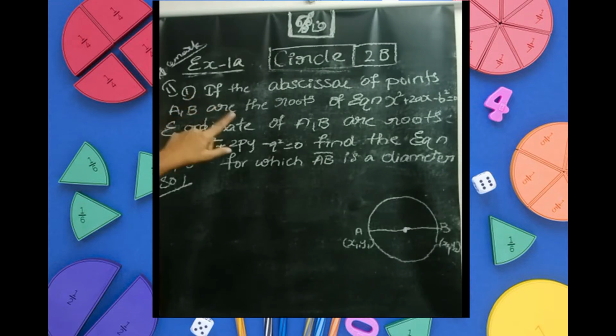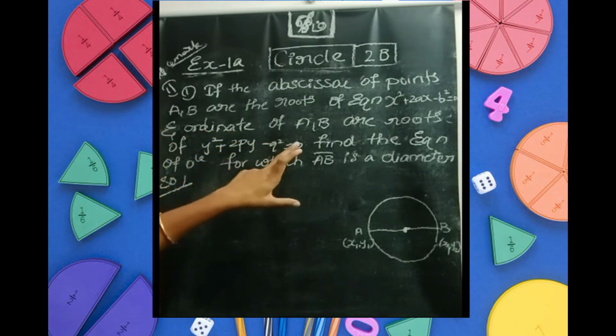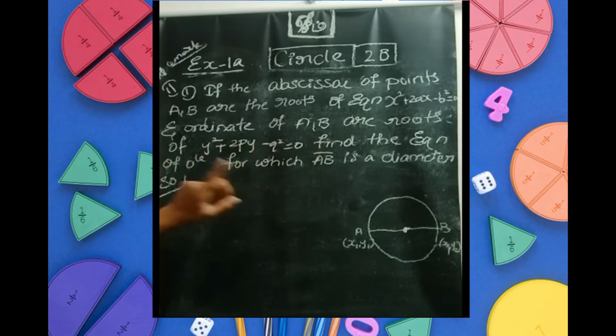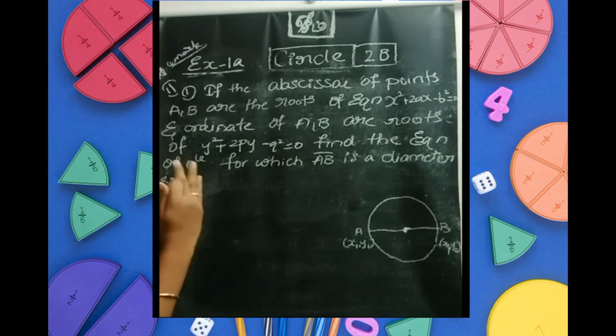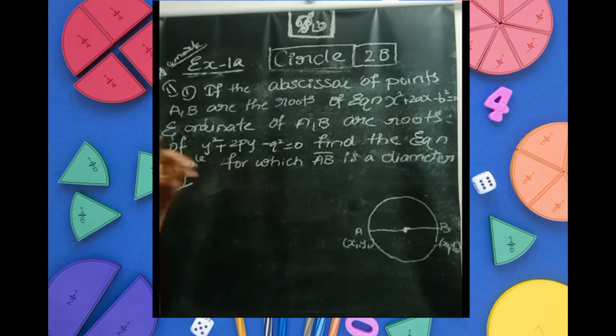If the abscissae of points A and B are the roots of the equation x square plus 2ax minus b square equals 0, and the ordinates of A and B are the roots of y square plus 2py minus q square equals 0, find the equation of the circle for which AB is a diameter. First, we have to divide the problem into parts. First, what we have to find out is the equation for the diameter.